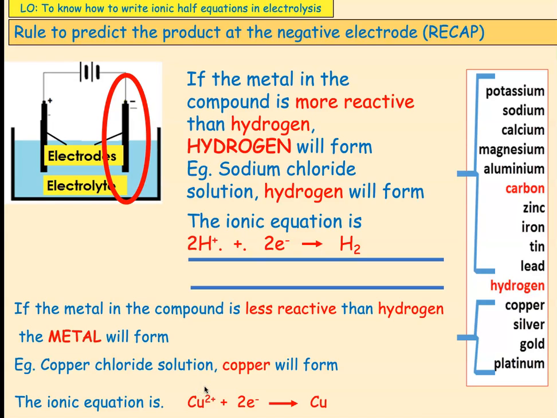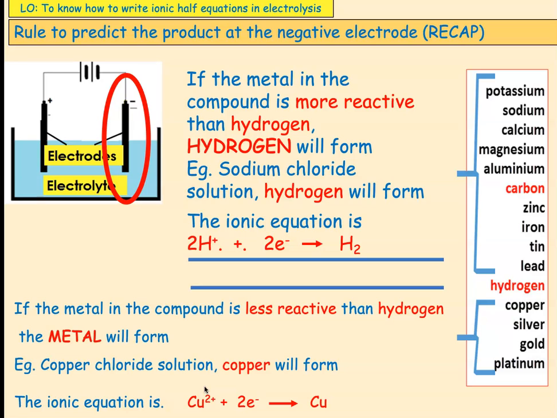Okay, so the rule, just to remind you, to predict the product at the negative electrode, if the metal in the compound is more reactive than hydrogen, then the product we're going to make at the cathode is hydrogen. Okay, so if we look at sodium chloride, sodium is near the top of the reactivity series and well above hydrogen. It's easier to make hydrogen than it is to make sodium. So the ionic equation for the production of hydrogen is 2H+ plus 2 electrons will give us H2.